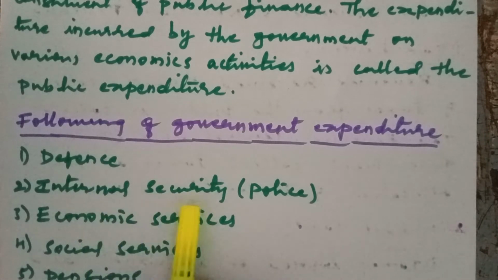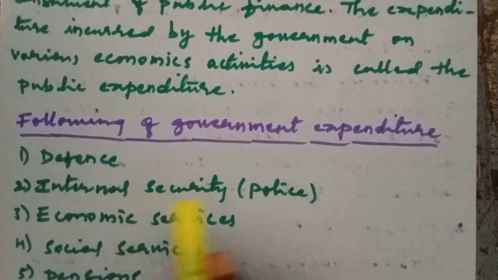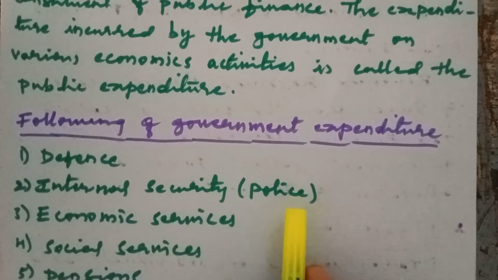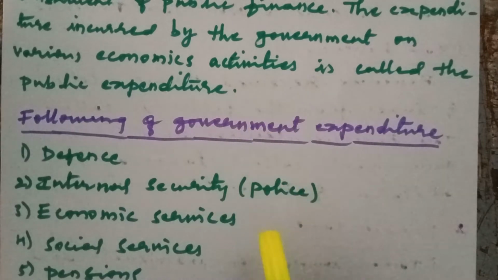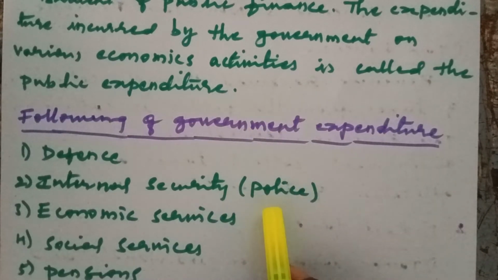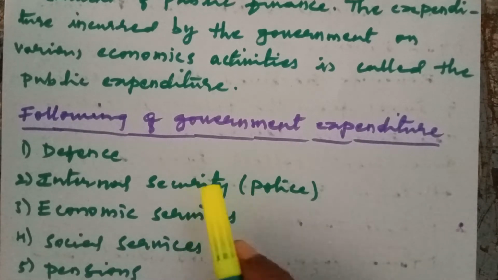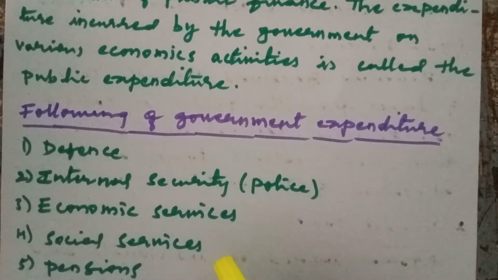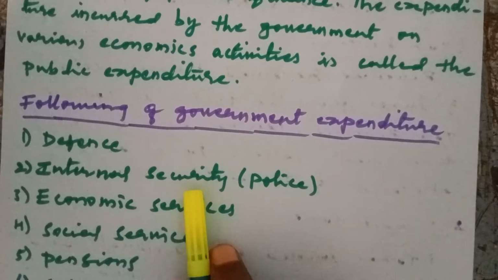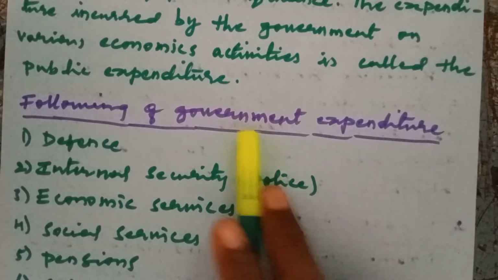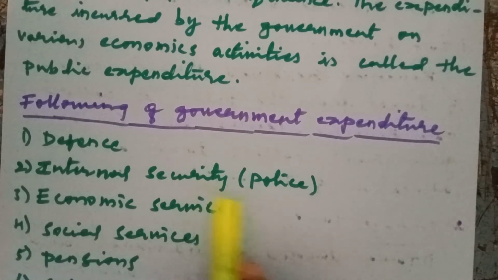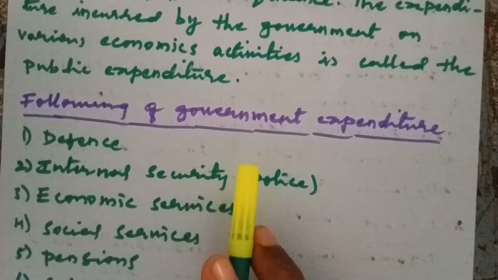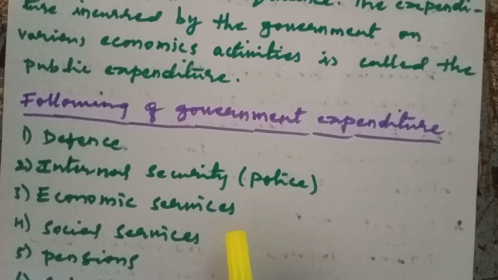And the second one is internal security. Government will incur expenditure on internal security also. Internal security is also known as the police department. So government puts expenditure on the police department within the country. Why? Because the police department is related to the government sector. The private sector will not incur expenditure on internal security, so definitely only the government will incur it. It means establishment of police stations, providing salaries and wages to the policemen, like constables. You know very well about the police.